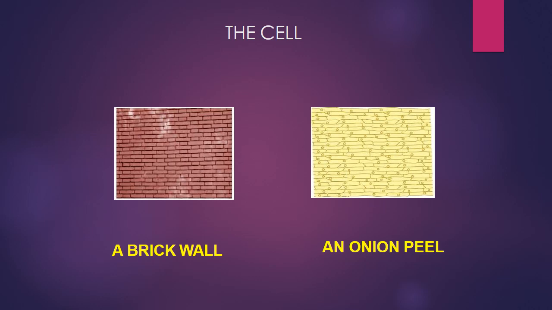From here you can compare the cell structure with the bricks in the wall. You can see there is similar alignment of cells and the bricks. As the bricks are required for making the walls, similarly, the cell is required for making the body structure of the organisms. Here you can compare the onion peel having the various plant cells with the wall having bricks.